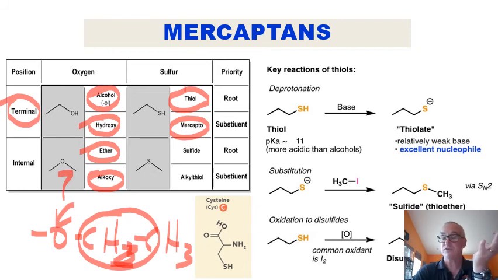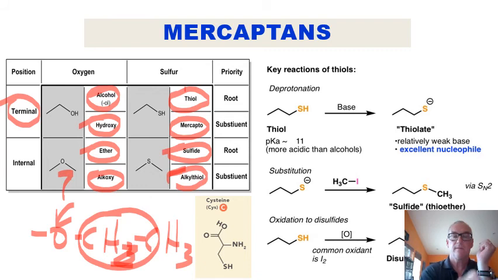And the same is true for the sulfur. Instead of an ether, we would call that a sulfide. So diethyl sulfide, dimethyl sulfide. And we would call each of those an alkylthiol. That would be the substituent.